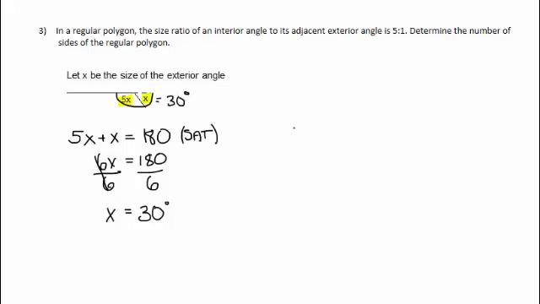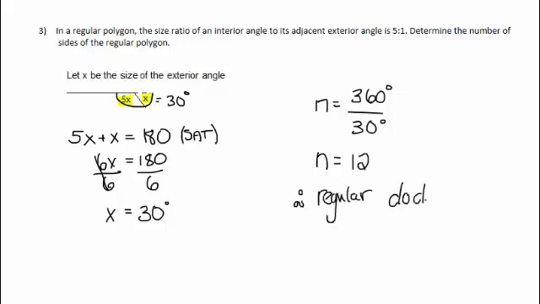Now to find the number of sides, we do what we did in the questions before. The number of sides is going to equal 360 degrees divided by 30 degrees. So n equals 12. Therefore, this is a regular dodecagon or a 12-gon.